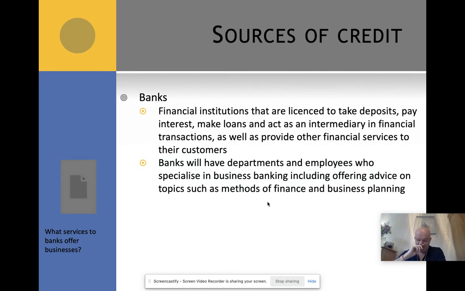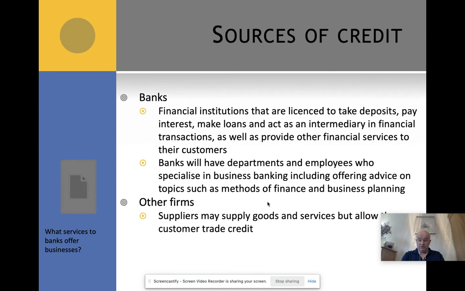Now, in some cases, you will have banks that have specific departments and employees who specialise in business banking. And clearly, if you've got a decent relationship with your bank, then hopefully they can offer you all sorts of help in terms of financial planning and business planning, in addition to the loans themselves. Okay. You might find that other firms would be willing to provide you with some form of credit.